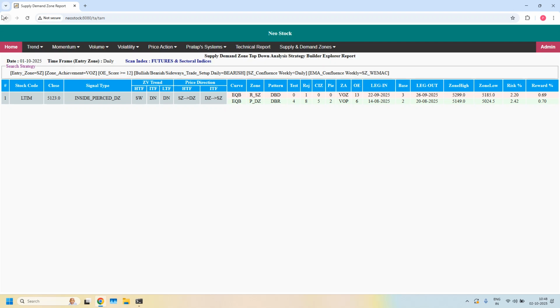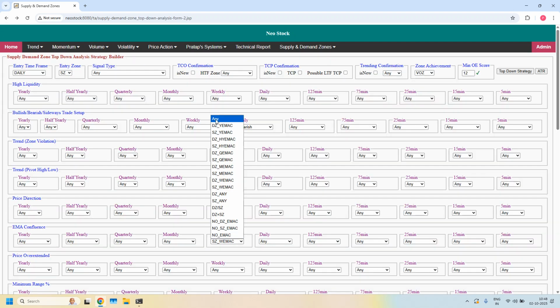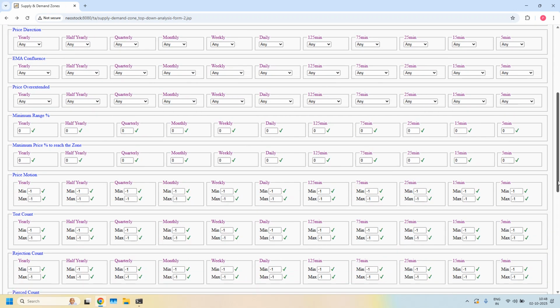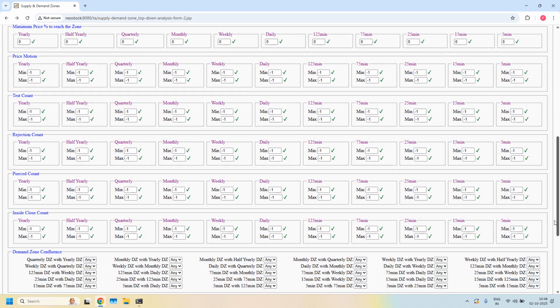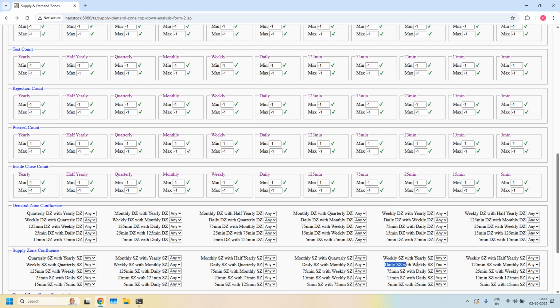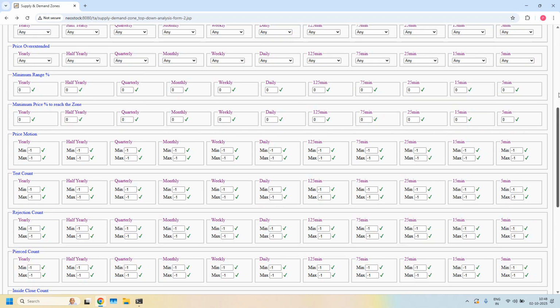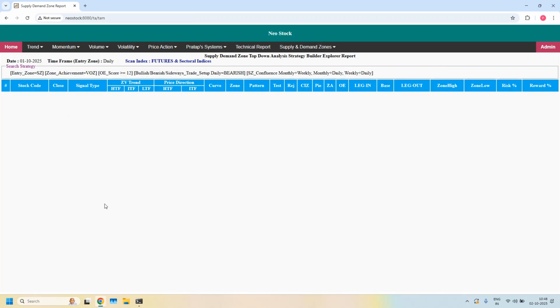Next, LTF, ITF, HTF supply zone confluence, removing the ITF filter. Supply zone confluence, 3 filters: daily, weekly enabled, daily, monthly, weekly, monthly. With all the 3 filters, we don't have any stocks. So this is the bearish trade setup for monthly income trade.